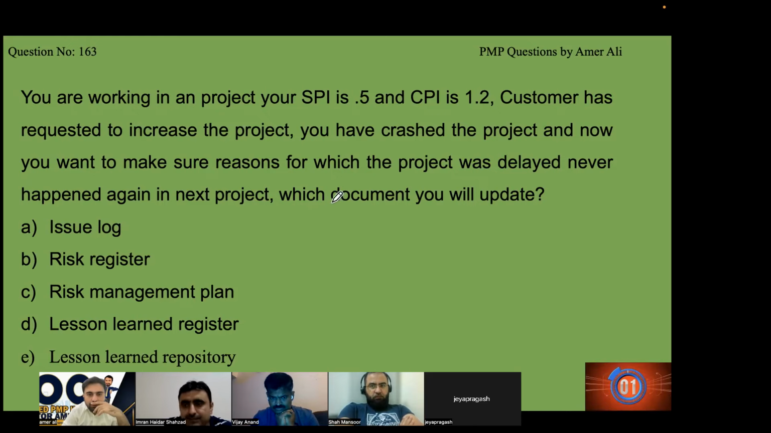Achaji, which document will you update? Now the question is saying there is something that you need to update. You are working in your project with SPI 0.5. SPI below 1 means again a bad thing. CPI 1.2, greater than 1, good thing. Customer has requested to increase the speed of the project. Now you have crashed the project and now you want to make sure the reasons for which the project was delayed never happen again. So we are looking for something that does not happen ever again. Which document will you update?